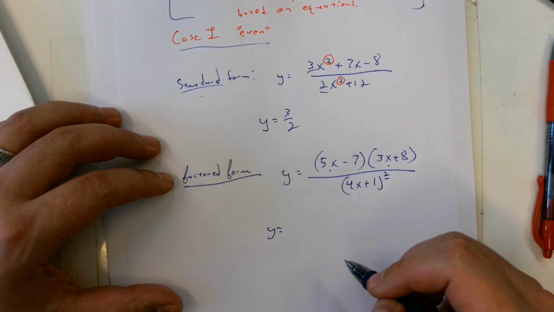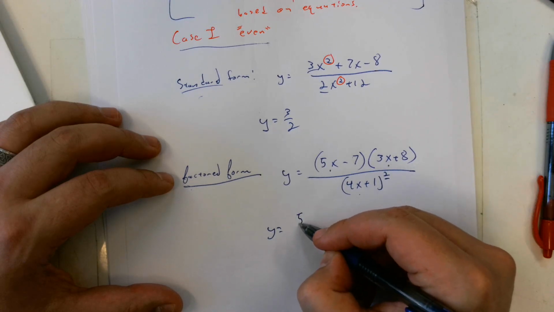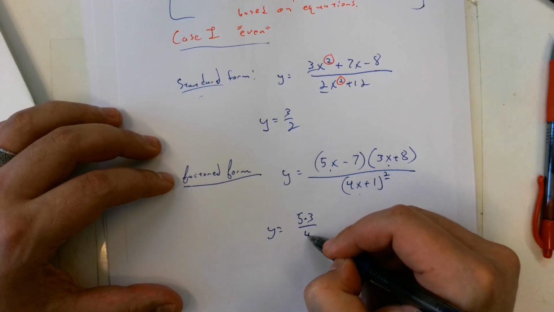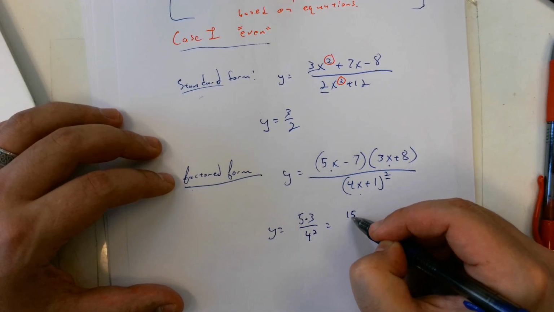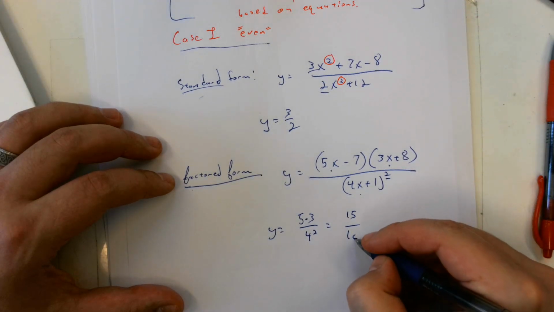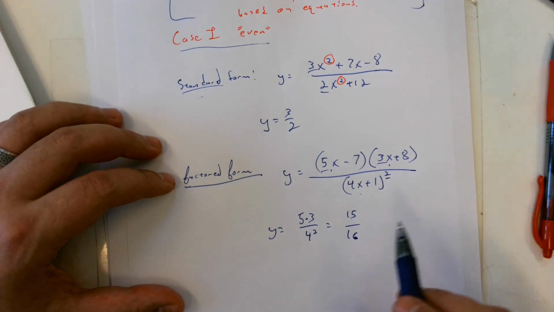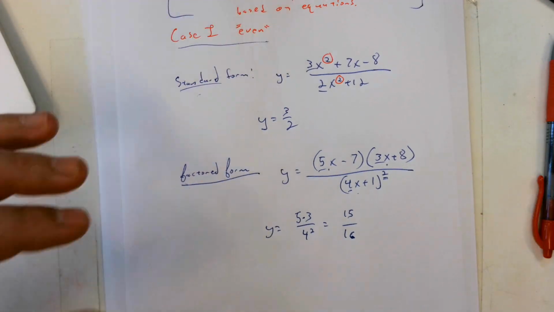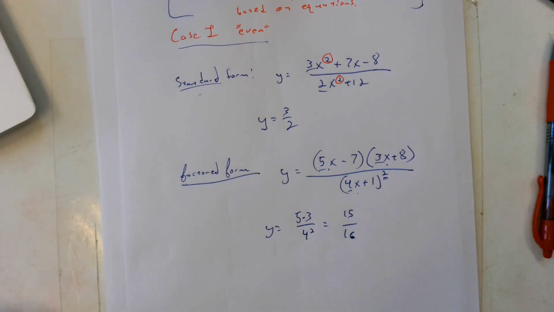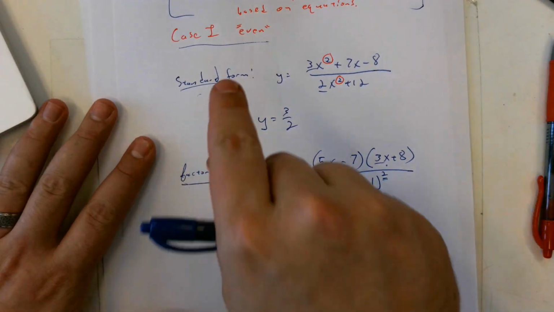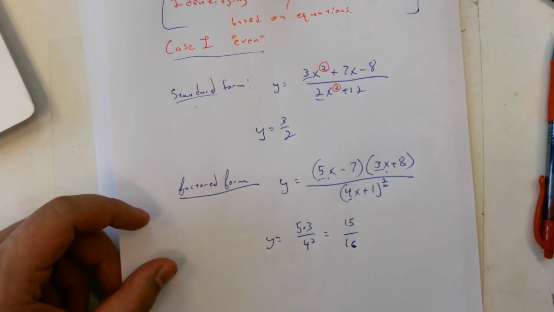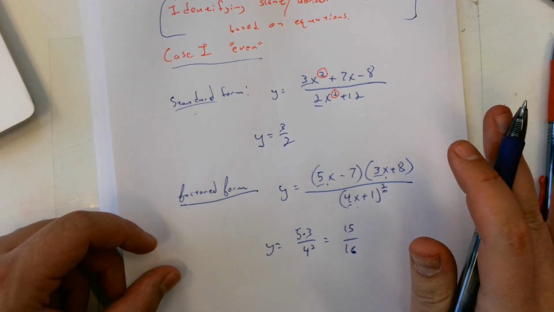But now, watch this. My ratio of my leading terms is going to be 5 times 3 over 4 squared, which is 15 over 16. Not only do I need to multiply the 3 and the 5, I need to square the 4. There's technically another 4 there. Whew, these are even. Good chance for a screenshot.